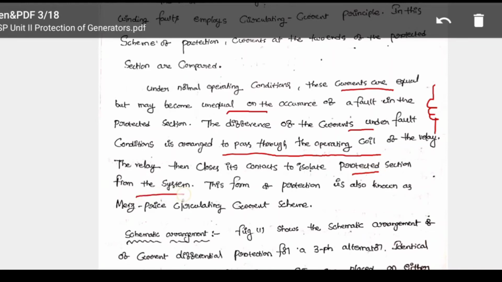This form of protection is also known as the Merz-Price circulating current scheme. Merz-Price circulating current scheme, differential protection, or circulating current protection, all are the same. The diagram we showed previously is the differential scheme of protection.